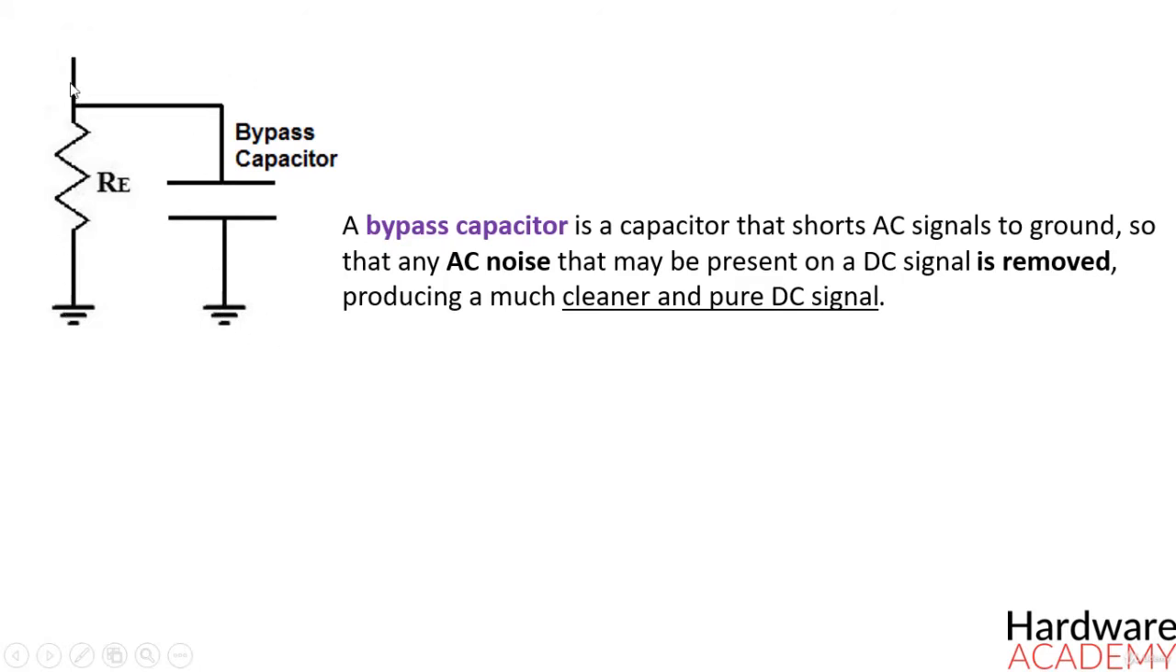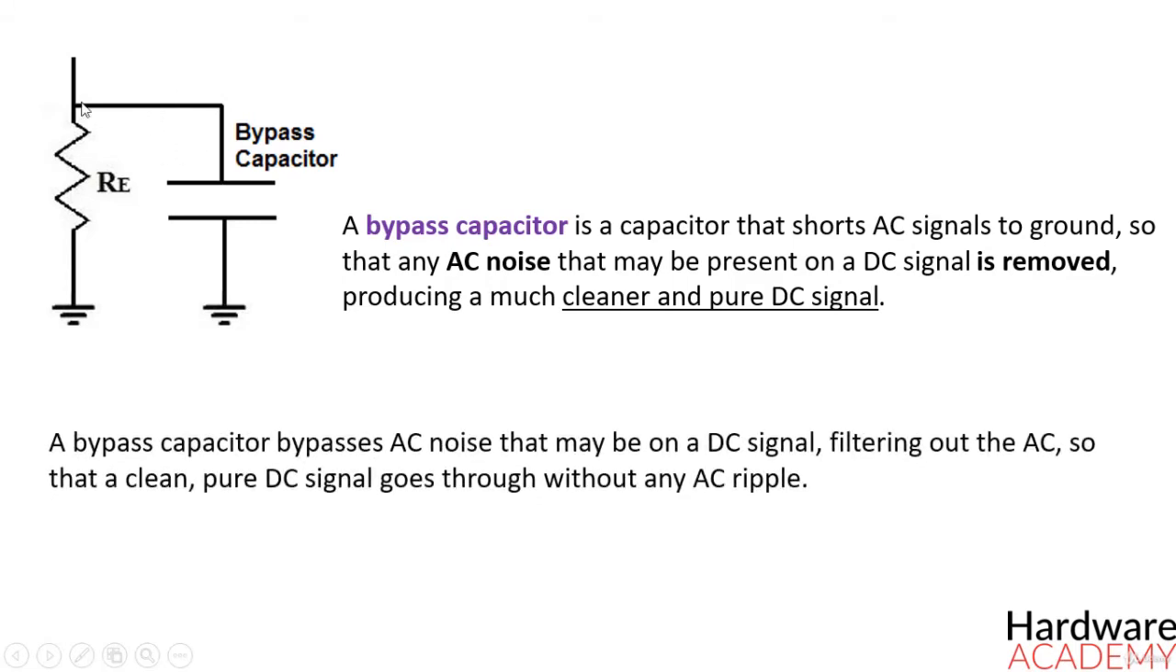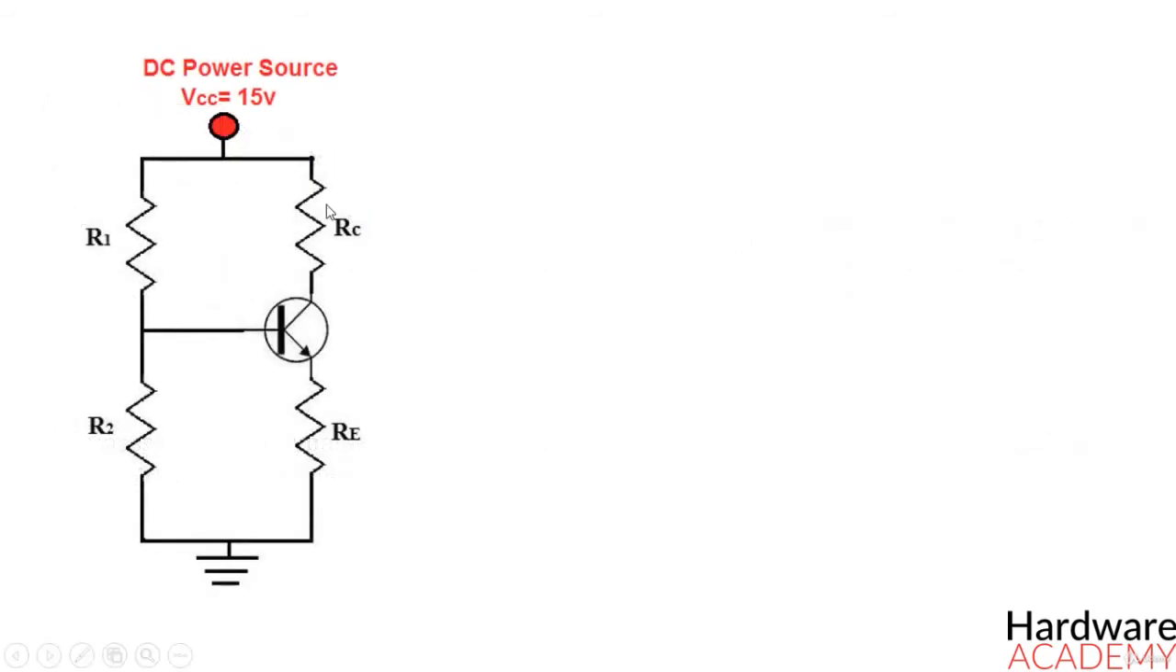A bypass capacitor essentially bypasses AC noise that may be on the DC signal, filtering out the AC so that a clean, pure DC signal goes through without any AC ripple. For example, you may want a pure DC signal from a power source. This is a transistor circuit. A transistor is an active device, so in order to work, it needs DC power. This power source is VCC, and in this case VCC is equal to 15 volts.